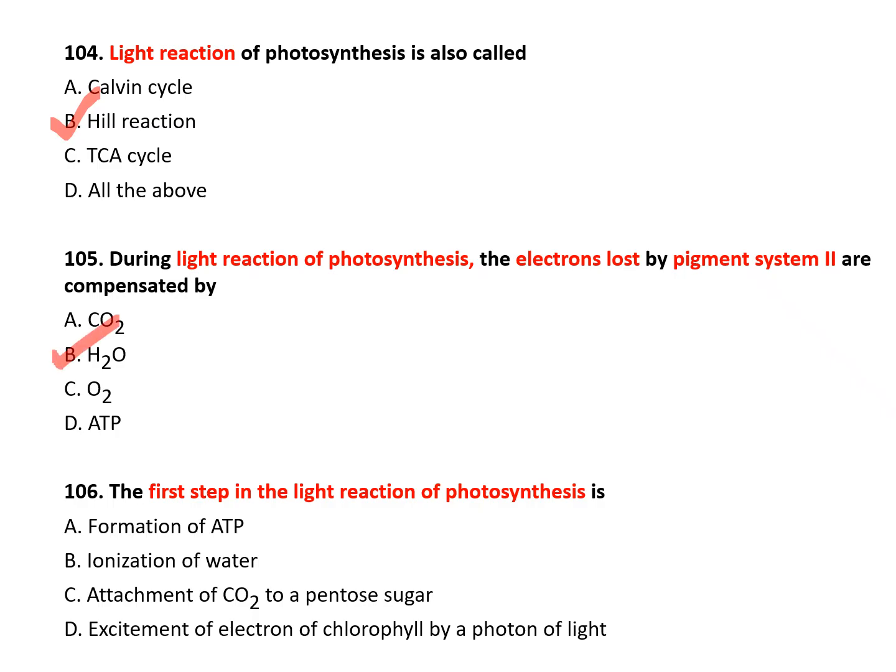The next question, number 106. The first step in the light reaction of photosynthesis is: option A, formation of ATP; option B, ionization of water; option C, attachment of carbon dioxide to a pentose sugar; option D, excitement of electron of chlorophyll by a photon of light. Correct answer is option D, excitement of electron of chlorophyll by a photon of light.